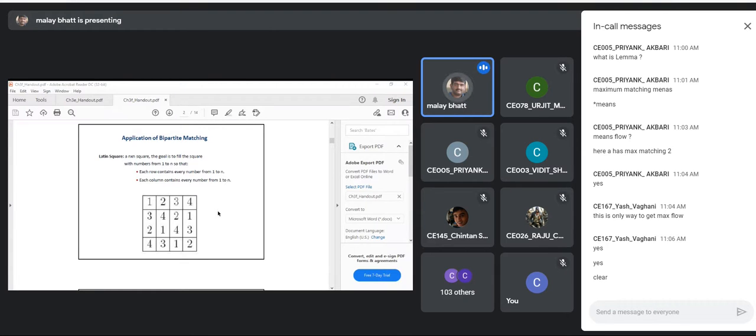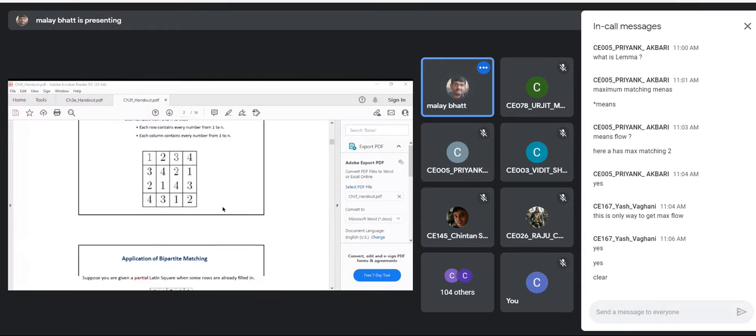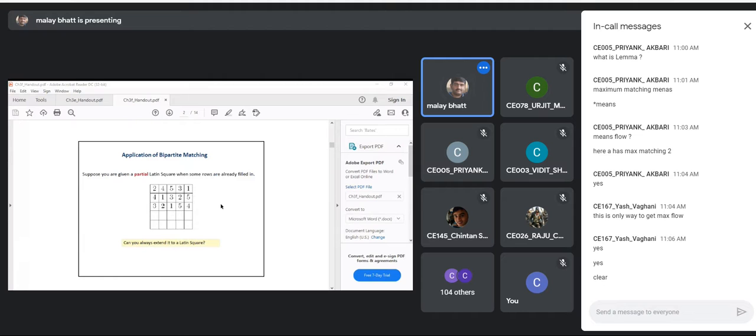Similarly, the second row and second column contain 1, 2, 3, 4. You cannot have the same number more than once, either in the row or in the column. So now, to generate a Latin square, we can use a bipartite graph, and we can also use the Ford-Fulkerson algorithm. So now let us see.